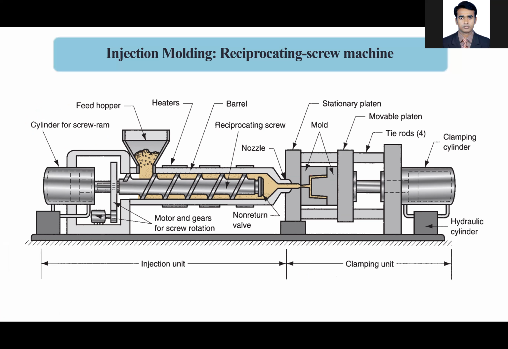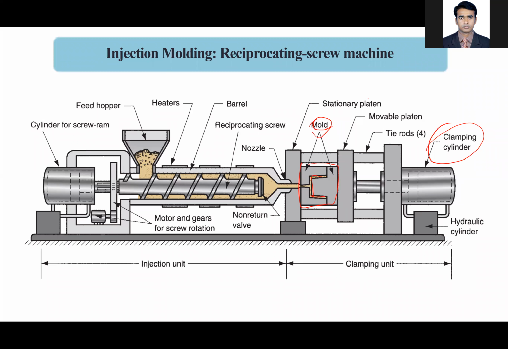So in the clamping unit, what do we have? First, there's a clamping cylinder which is used to separate the mold. What is the mold? A mold contains a cavity of the product that you want to make. For example, if you want to make a cup, then this mold will contain a cavity which produces a cup. There will be empty spaces where polymers will come and get solidified, and then you take that out. That's the function of the mold.